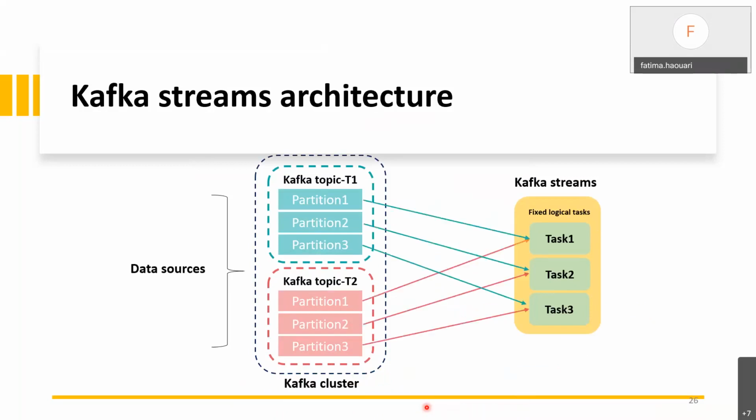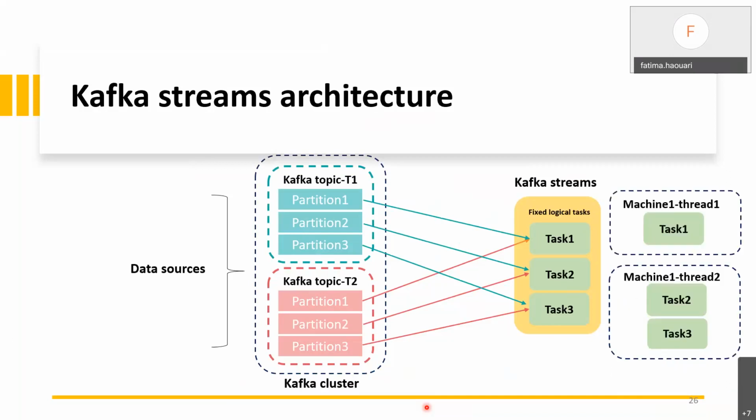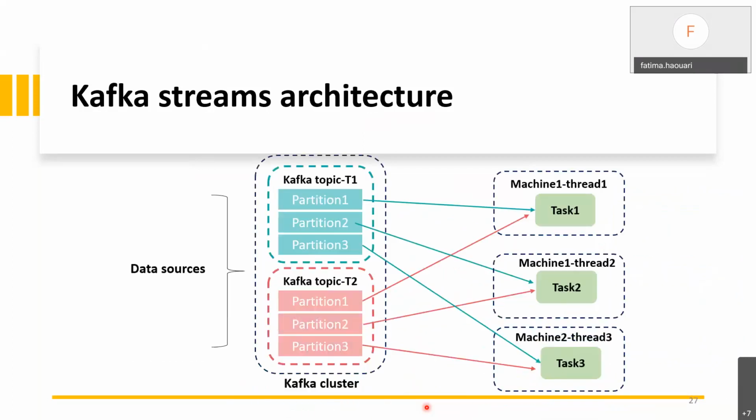Assigning the partitions to these tasks will be done automatically by this library. You can also configure your application to be multi-threaded. For example, let's say you have one single machine and you specify that you want two threads. The Kafka Streams library will handle the assignment of tasks among these threads. Here it will assign one task to each thread and the remaining one will go to either of them. If you want to scale out your application, let's say you have another machine and create another thread, it will automatically assign the third task to the other machine.